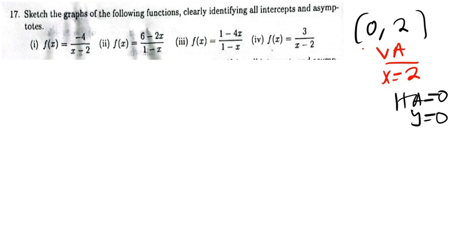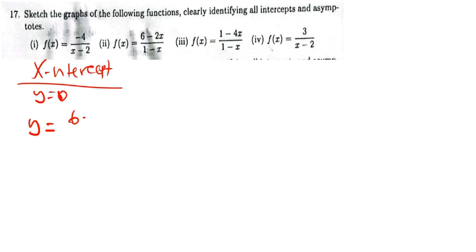So let's now do part 2. I said the first thing is to find the intercept. After the intercept, find the horizontal and vertical asymptote, then sketch. So let's first find the x-intercept. Do we expect to have the x-intercept where y is equal to 0? So y is equal to 6 minus 2x divided by 1 minus x. Then where y is equal to 0, 0 equals 6 minus 2x divided by 1 minus x.